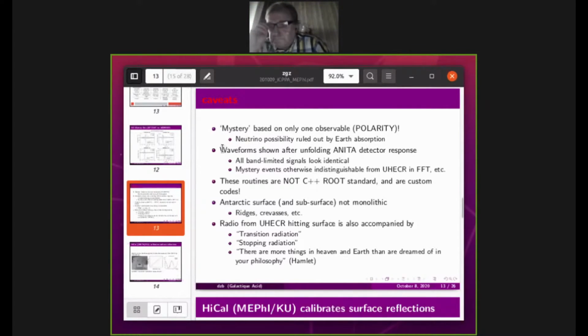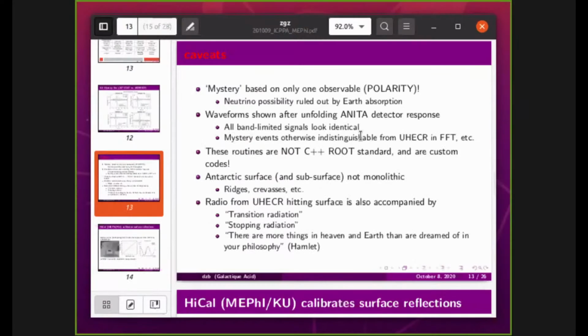The second caveat is that the waveforms that are shown are only shown after unfolding the Anita detector response. That is to say, they are so-called deconvolved. And to that extent, all band-limited signals will look in principle identical. And the mystery events are otherwise indistinguishable from ultra-high energy cosmic rays and their FFT, etc. So what you don't see are the original waveforms before deconvolution. This, of course, is the right thing to do, but you rely on that mathematical procedure to be correct.